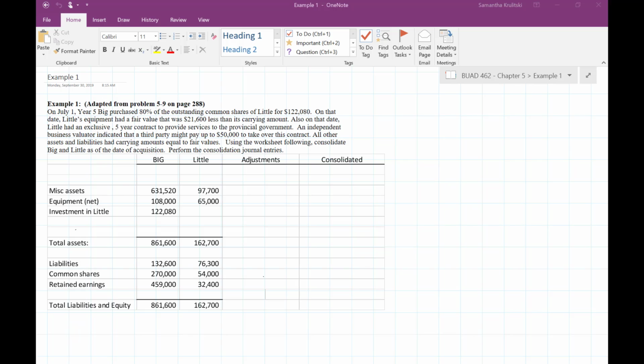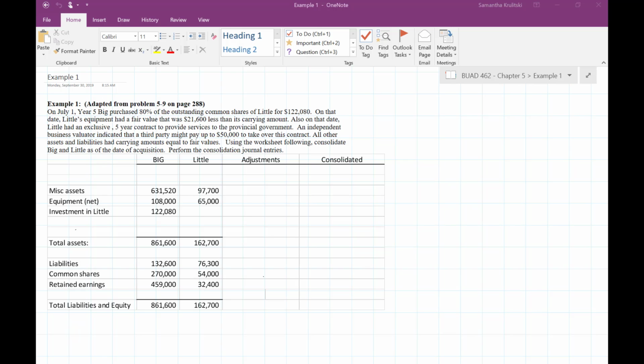So let's go ahead and put this into action. Pull out example 1 from your notes here. We can see that on July 1st, year 5, Big purchased 80% of the outstanding common shares of Little for $122,080. On that date, Little's equipment had a fair value that was $21,600 less than its carrying amount.